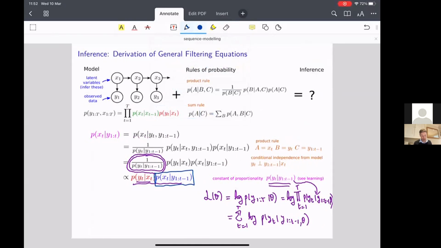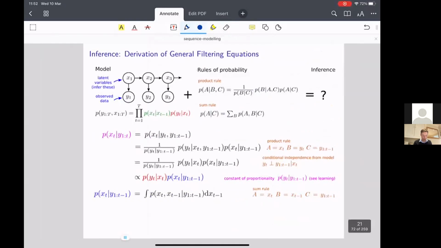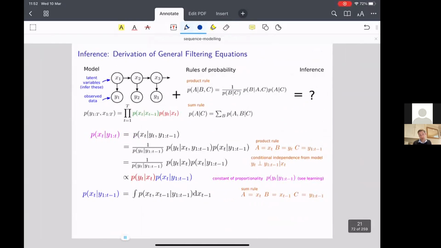Let's just dive in and make sure we're doing the forecasting step correctly. So let's take the forecasting distribution shown in blue here. And again, we're going to do one of these subtle tricks. In this case, we're going to introduce the variable x_{t-1} by using the sum rule. So the probability of x_t given y_{1:t-1} is equal to the probability of x_t and x_{t-1} given y_{1:t-1}, integrating out that variable x_{t-1}. And you can see the exact correspondence to the sum rule here.